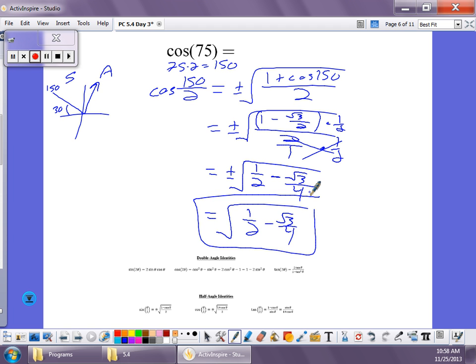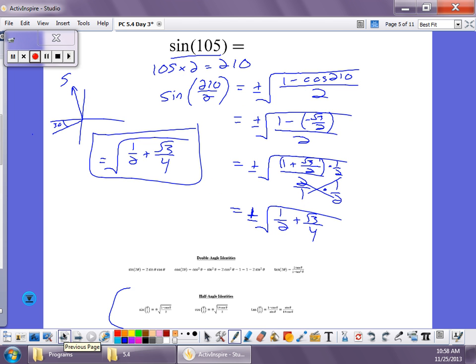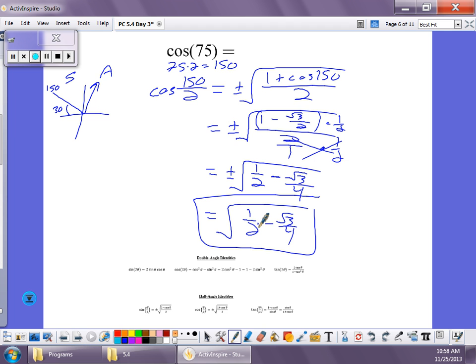And again, if we compare that to the one before, the only difference is this was a positive and this is a negative. So you'll see some similar answers here, just like we have in the past.